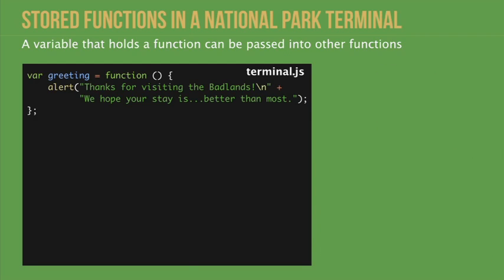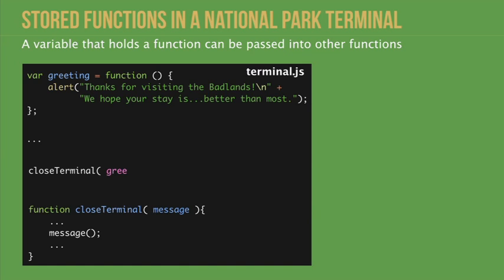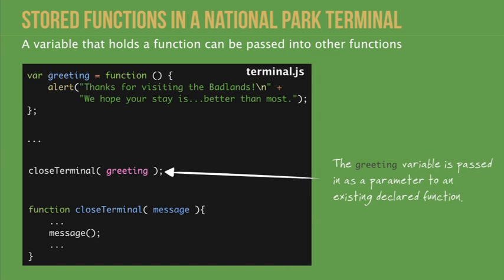Next, near the end of our file, we will establish a declared function called closed_terminal. And what that will get passed is a function expression. The parameter name for it will be message. And then inside closed_terminal, that function will be called. So maybe you can kind of see how we will use the greeting variable coming up. Later on in our file, after our customer has perhaps interacted in some other ways with the terminal, the closed_terminal function will be called, and you can see that we've passed greeting into closed_terminal.